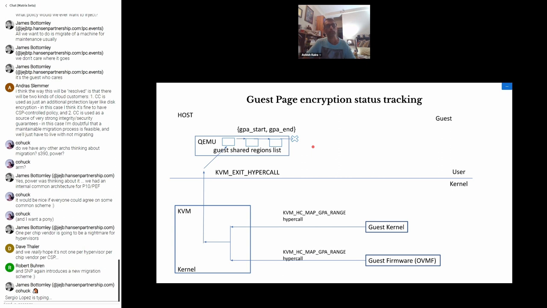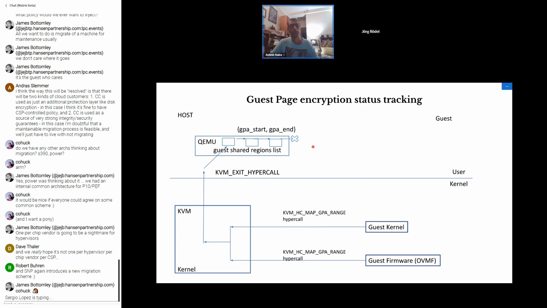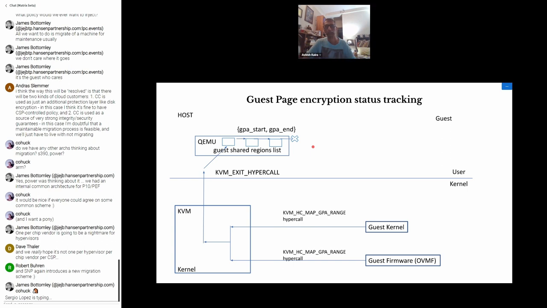Do you mean that the memory used by OVMF is outside of the range of the guest RAM size? Yes. Those are one of the things in SEV. I don't know about TDX, but one of the things in SEV is that all the MMIO memory needs to be mapped shared. Some of the things OVMF accesses are not part of the guest memory space. They're very high numbers.